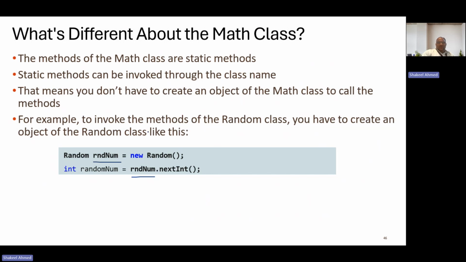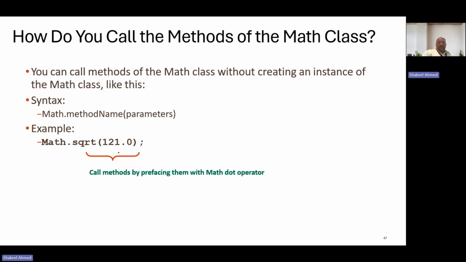For example, to invoke a method of the random class, you have to create an object of the random class. So earlier, what we were doing, we were using an object of the random class to get it over here. Here you can statically get that value. So here you can call a method of the math class, math.sqrt of 121. So directly we are getting the math value. So you can call the method without creating an instance.